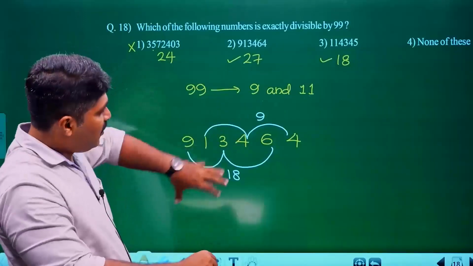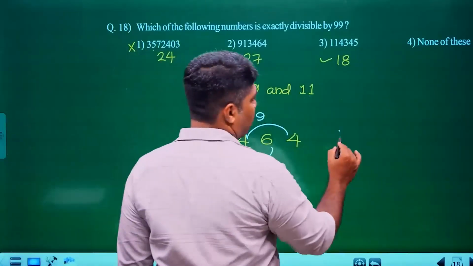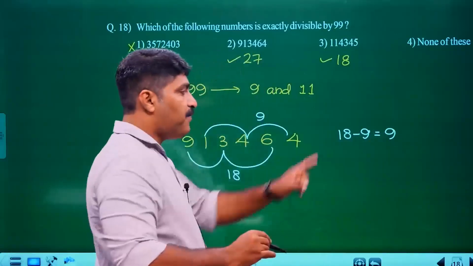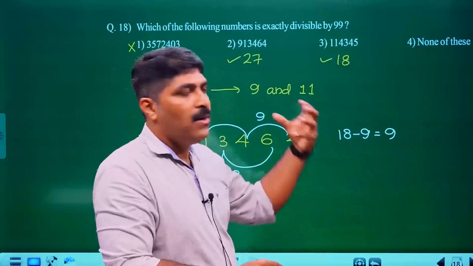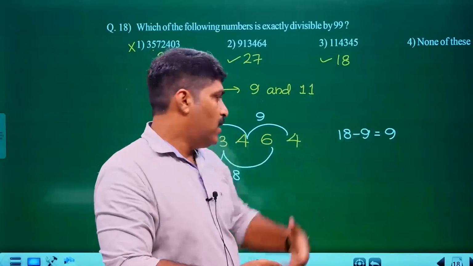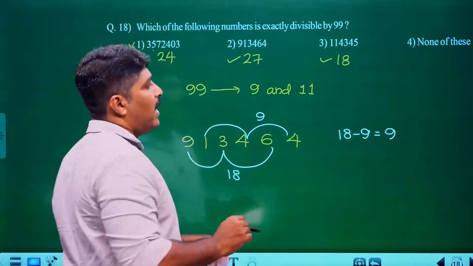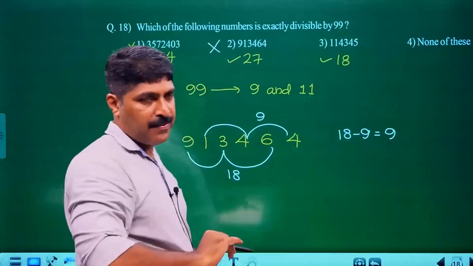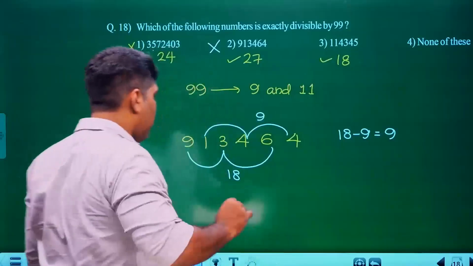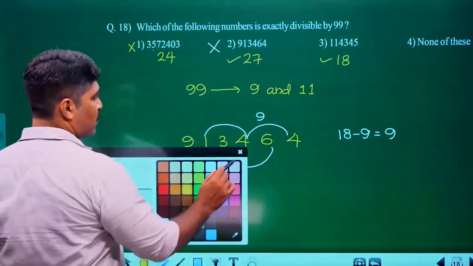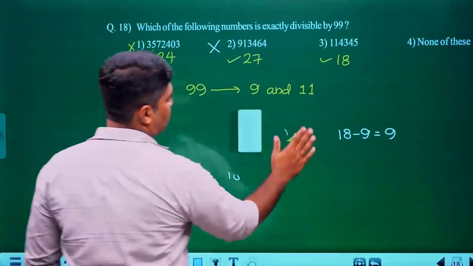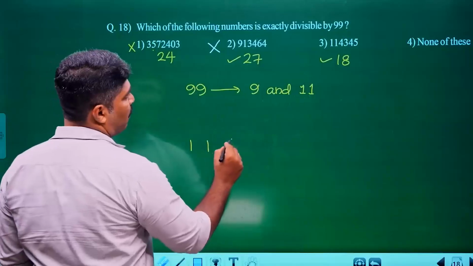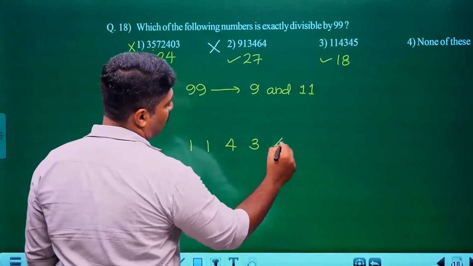So take the difference between these two sums. That is equal to 9. If this difference is 0, 11, 22 and so on, then only we can say that it is divisible by 11. Therefore, this number is not divisible by 11. So therefore, we have to consider the next number. So the next number is 1, 1, 4, 3, 4, 5.